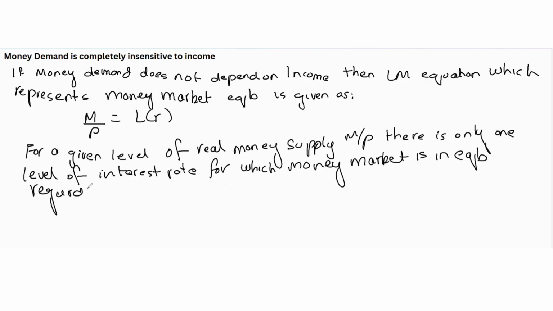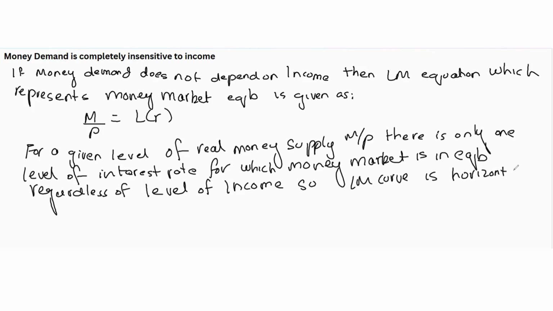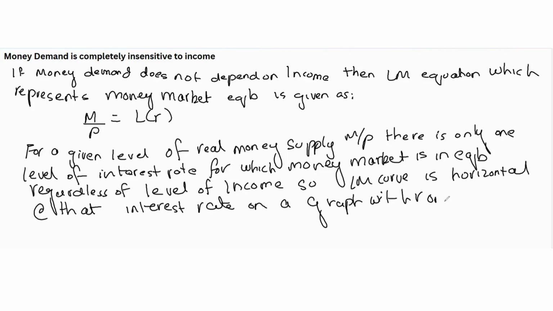Regardless of the level of output, regardless of the level of income. So regardless of whatever the level of income is, there's only one interest rate for which our money market is in equilibrium for a given level of real money supply. So the LM curve is horizontal at that interest rate, on a graph which has interest rate R on the y-axis and output Y on the x-axis.